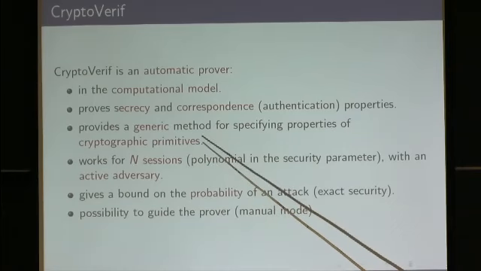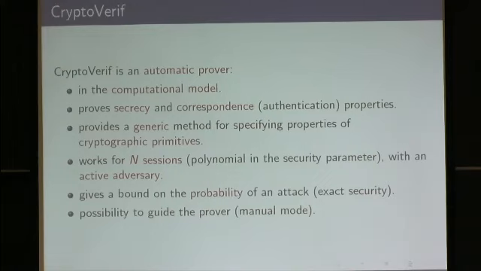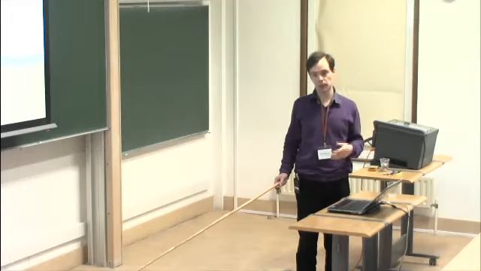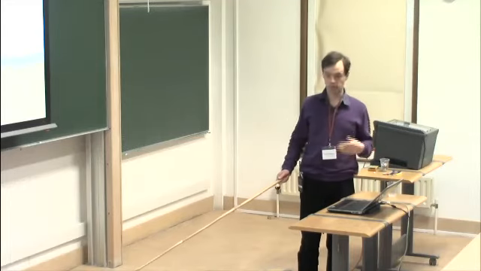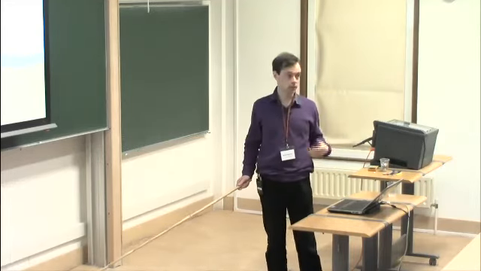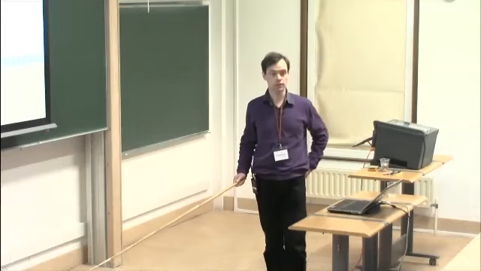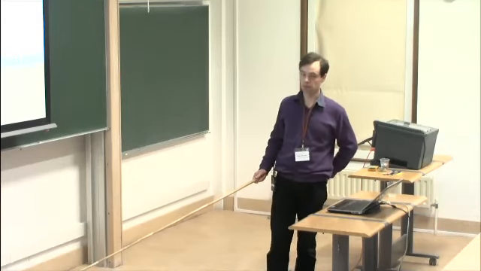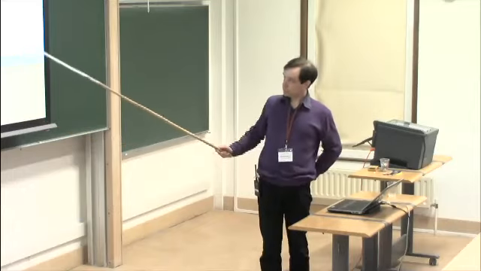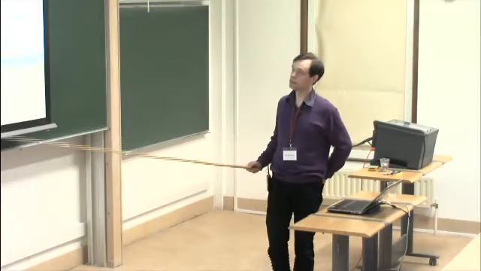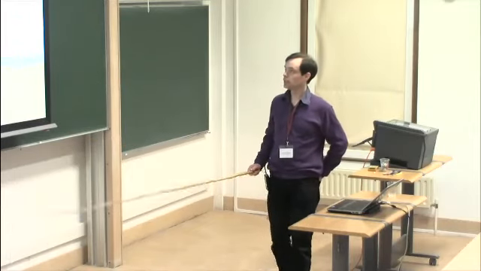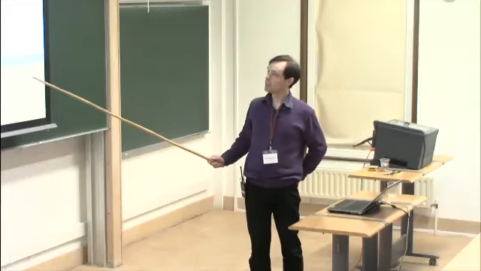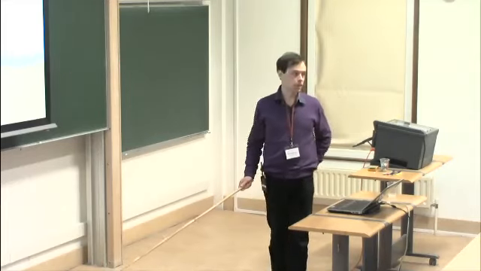And with all this you can prove the security of a key exchange, for example. You can specify many different primitives using a generic method to specify these security assumptions. So you can specify various versions of encryption in CCA2, in CPA, ciphertext integrity, and so on. You can specify MACs, signatures, Diffie-Hellman, computational Diffie-Hellman assumption, or decisional Diffie-Hellman assumption, etc. It works for a number of sessions that is polynomial in the security parameter in the presence of an active adversary. And it also gives you a bound on the probability of an attack.